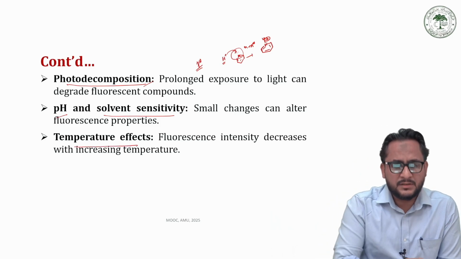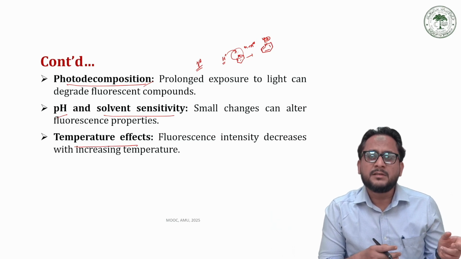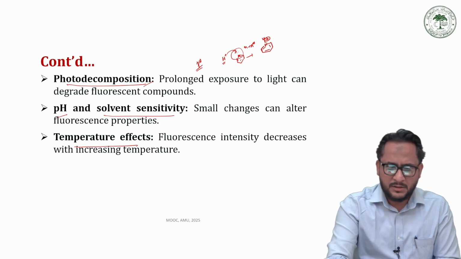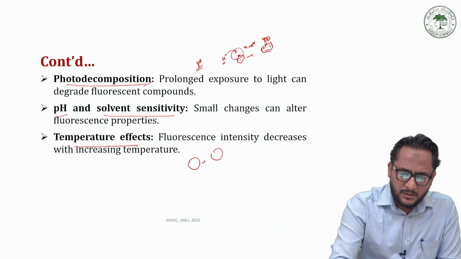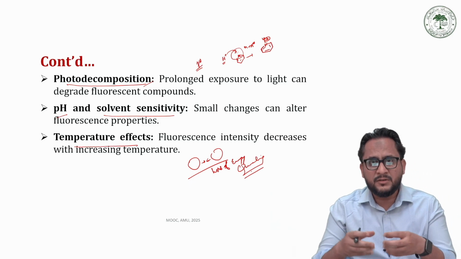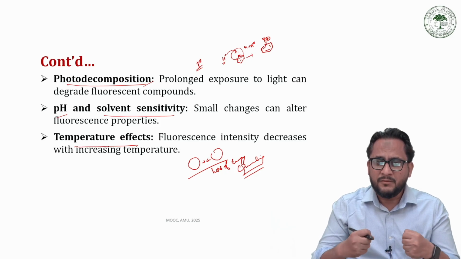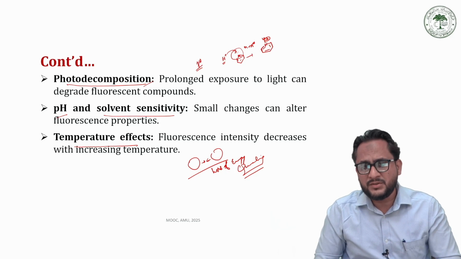Similarly, temperature effects. I told you in the factors that high temperature causes more molecular collisions. These molecular collisions result in the loss of energy. They cause quenching. So there will be no light radiation even between molecules of the same sample, because they are now colliding with high kinetic energy because of the high temperature.